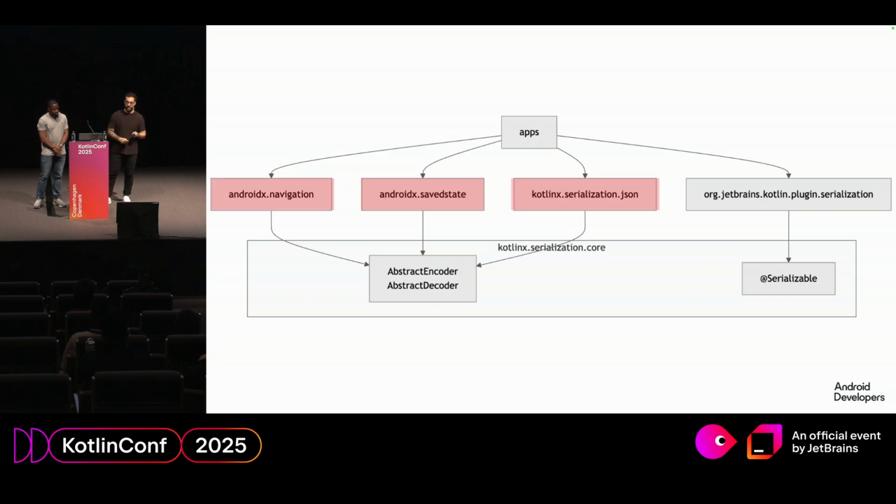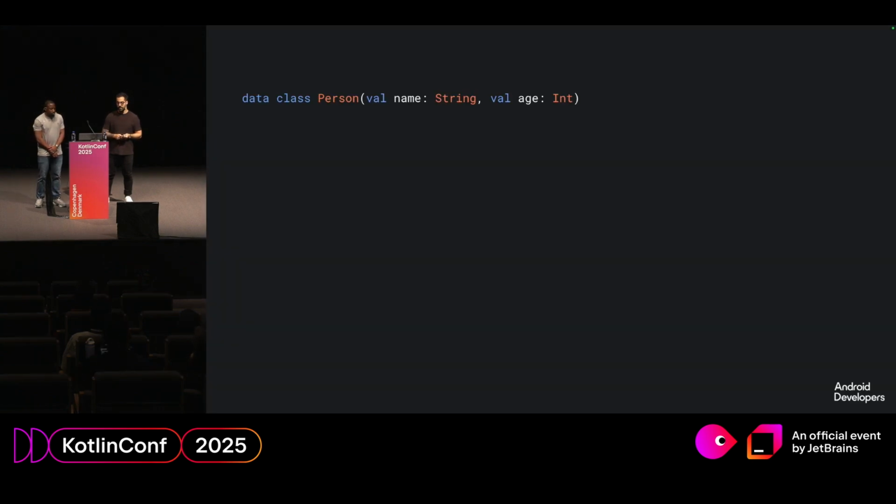This is in line with the current existing codecs, such as the AndroidX Navigation codec and the kotlinx.serialization JSON codec. Any serializable class that works with any of these other codecs also works with our own. Okay, if we go back to our custom data class, Person, instead of manually writing your serialization logic, you can just put a Serializable annotation on your data class, and that's it.